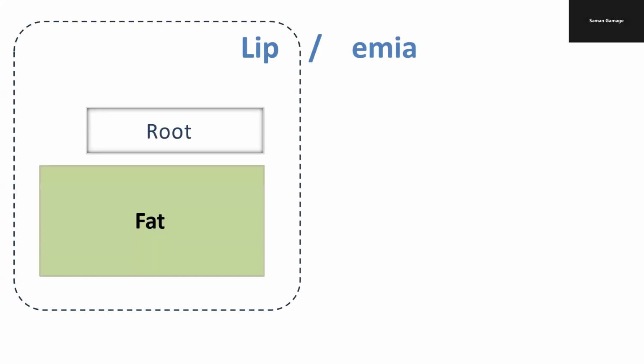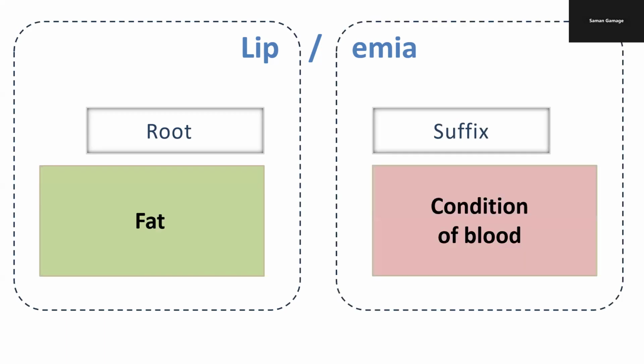Here is an example: lipemia. Lip is the root, and lip means fat. Emia is the suffix. Emia means condition of blood. So when you combine the two, the word is lipemia, which means presence of fat in blood.